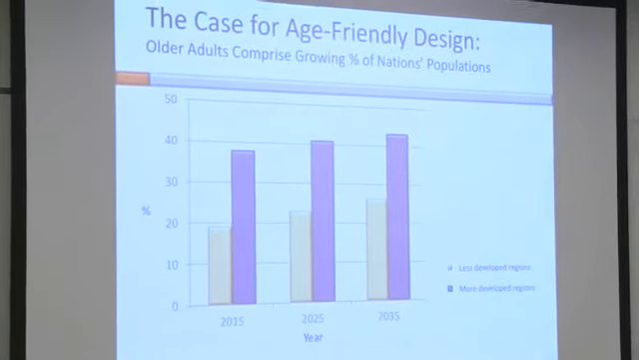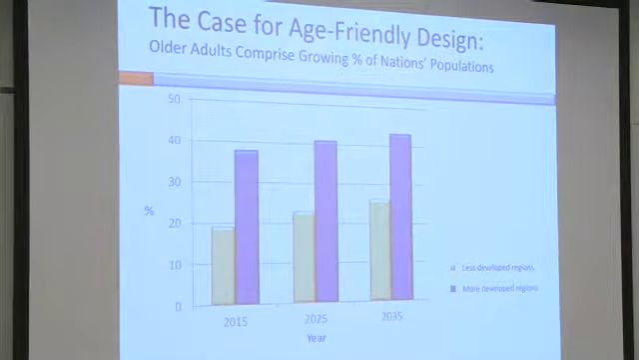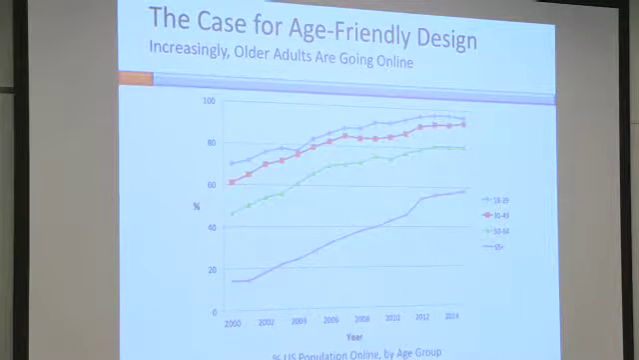Now you can see in the developed world, the darker bars, it's closer to 40%. And then what we're looking at is how it's projected to grow to 2025 and 2035. So soon, basically in the developed world, over 40% of the population will be over 50. Here's another way to look at this.